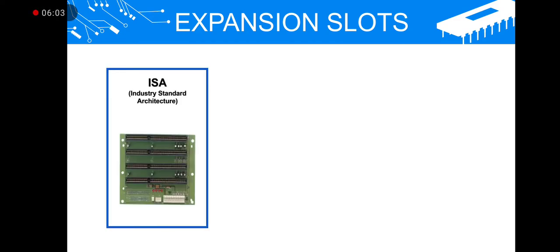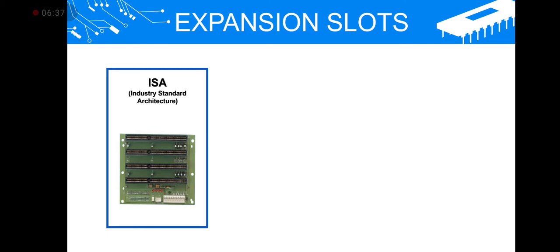So there are three types of expansion slots. Industry standard architecture, you can see it on the screen. It is an expansion slot that is usually found in Windows-based computers. There are different types, Windows or Linux-based, but these are usually found in Windows-based computers. Usually your monitors, PCs, or laptops are Windows-based. You see Windows XP, Windows 10, Windows 8, you might have seen.